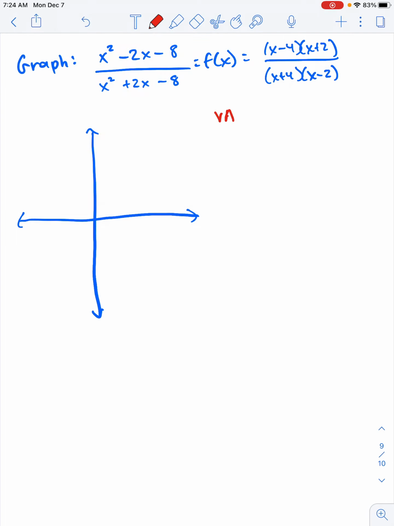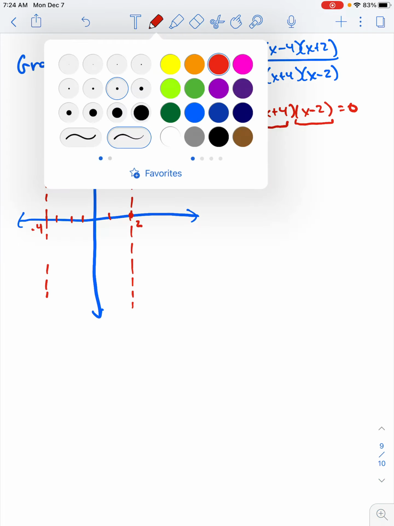So vertical asymptotes occur when our denominator is equal to 0. So I set my denominator equal to 0 and solve. So I have x equals 2. That's a vertical asymptote, because then this would equal 0, and then I look at this and see that x equals negative 4 is an asymptote. So I label these, and then we are good with the vertical asymptotes.